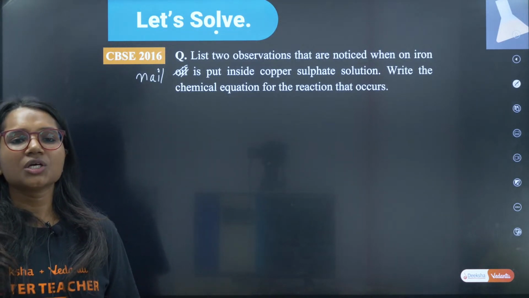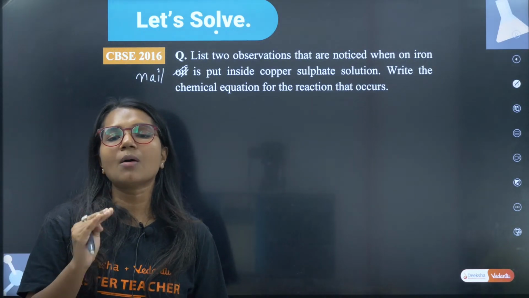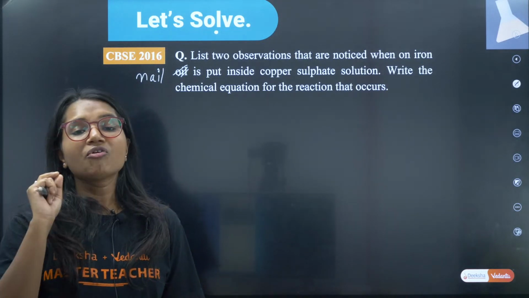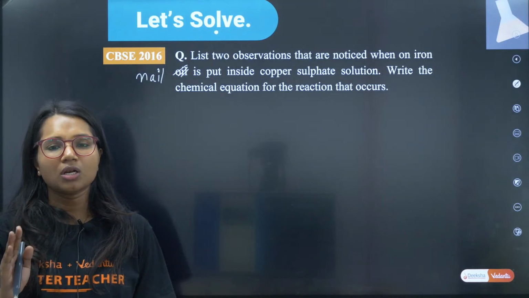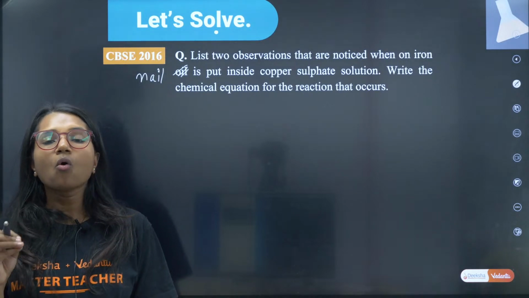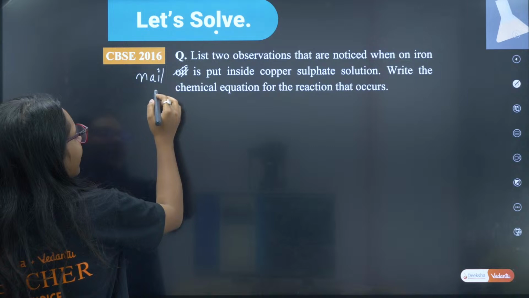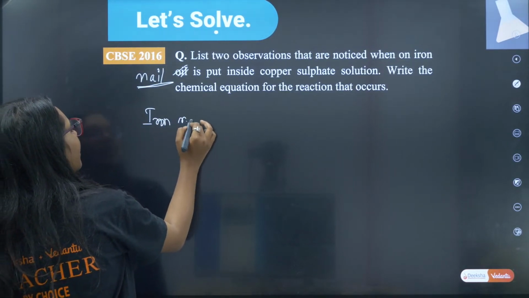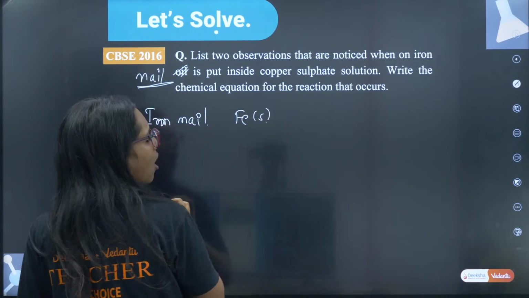What observation do you see when an iron nail is put in copper sulfate solution? Write down the chemical reaction. First of all, tell me what is the color of copper sulfate solution? Who is going to tell me the answer? What is the color of copper sulfate? So, how will you write? Iron nail means iron in the solid form.